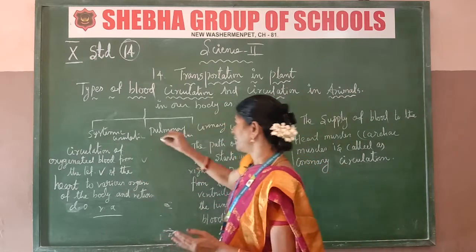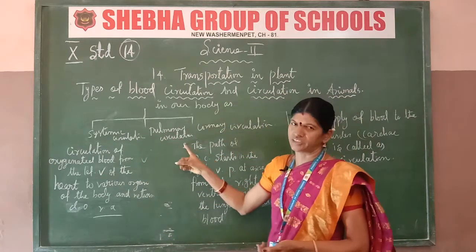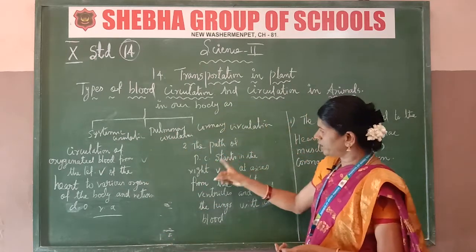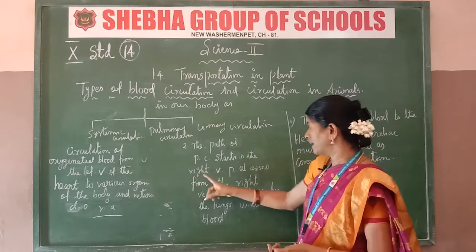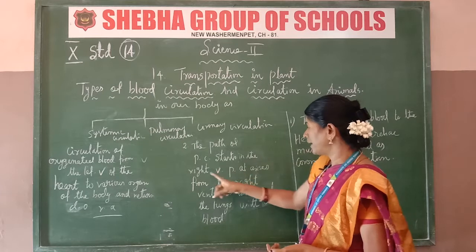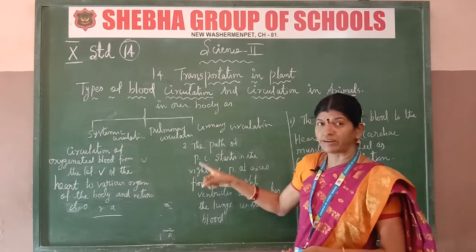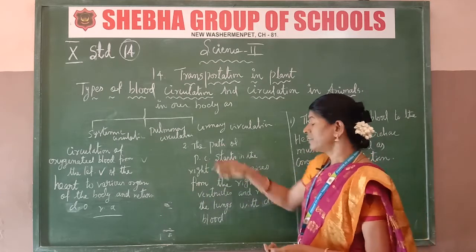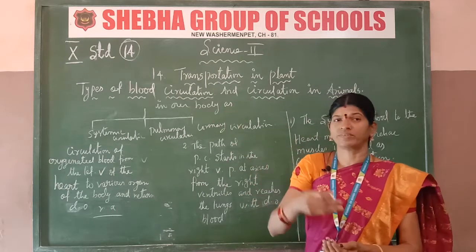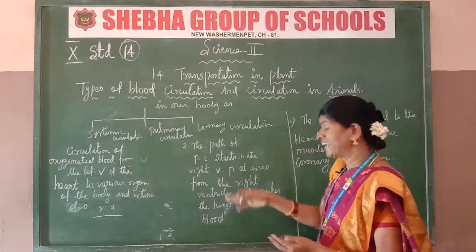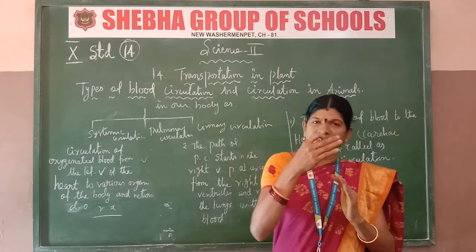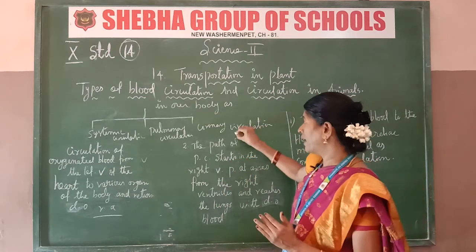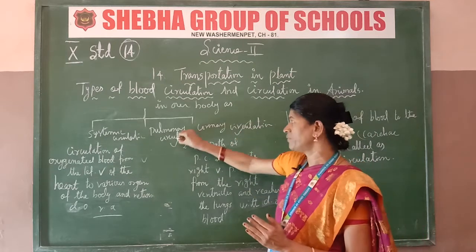It's clear. Next one is pulmonary circulation. The path of the pulmonary circulation starts at the right ventricle. The right ventricle gives rise to the pulmonary artery, which carries deoxygenated blood to the lungs, and this is the pulmonary circulation.